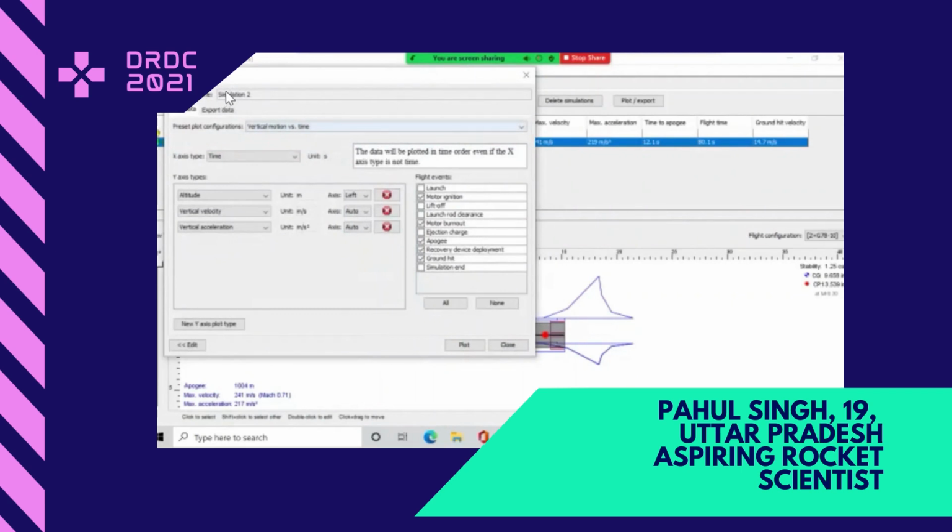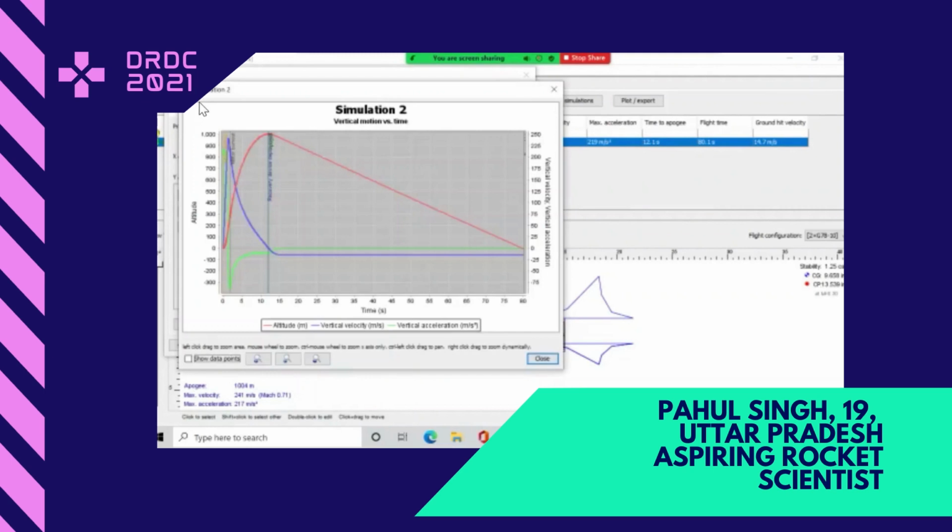So we will see the vertical motion versus time graph. As you can see, it is coming to the 1,000-meter mark. So this is the altitude and the vertical velocity. It rises very high because of the acceleration it produces, or the impulse that the boosters produce in the initial phase, and then it becomes stable.